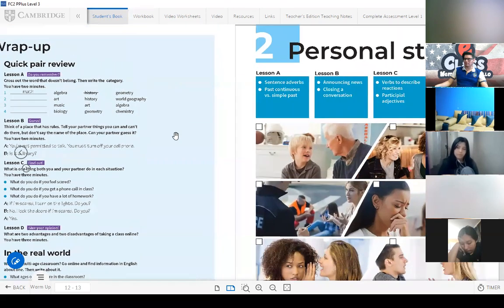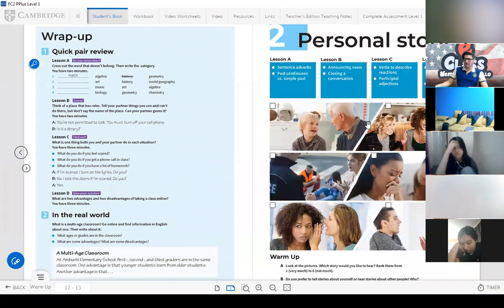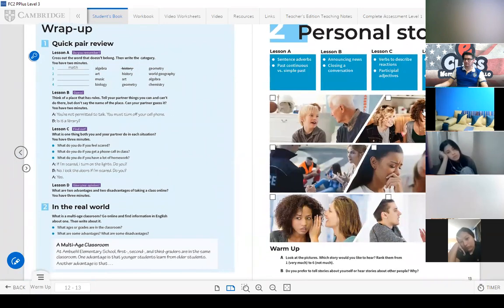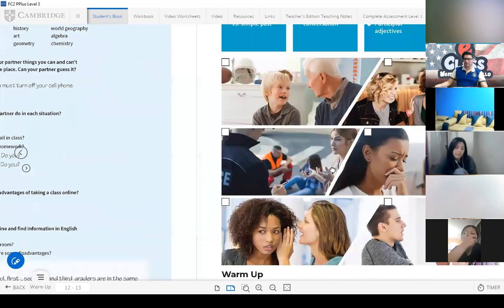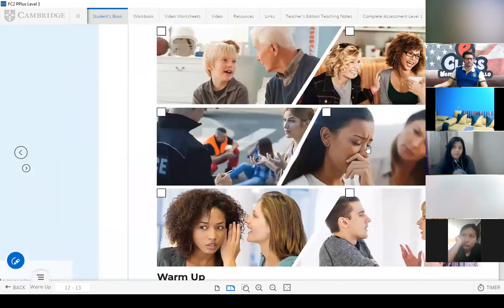We are talking about personal stories. Yeah, we have here some pictures and it says, look at the picture. Which story would you like to hear? Rank 1 to 6. What could be very interesting or not? Do you prefer to tell stories about yourself or hear stories to other people? Okay, what do you prefer?